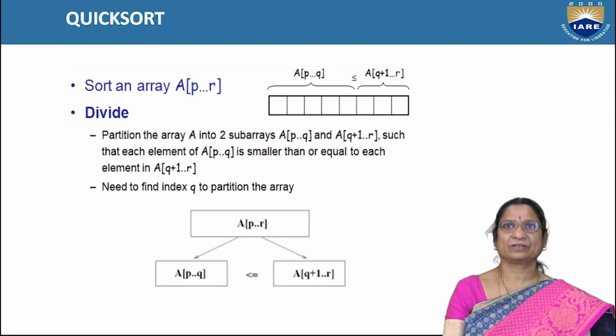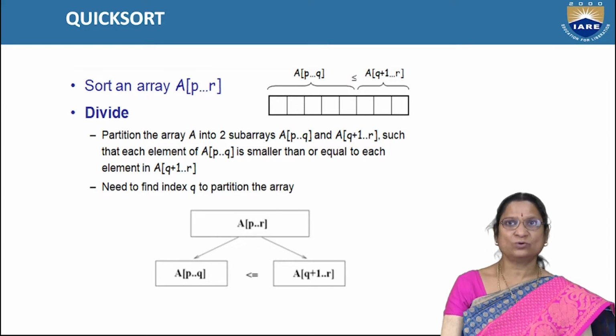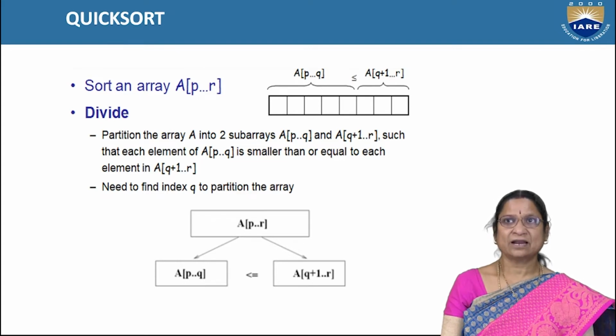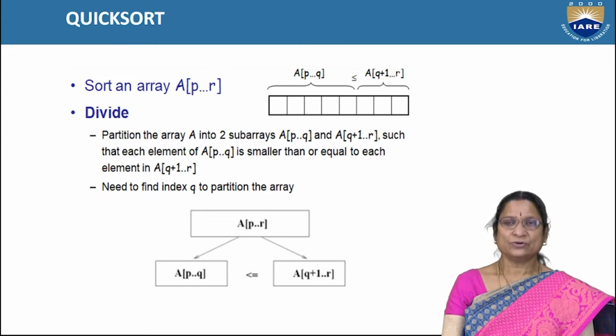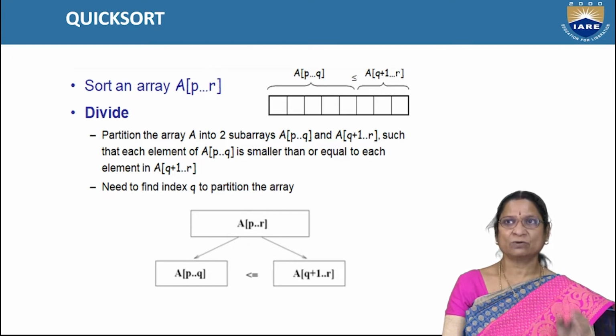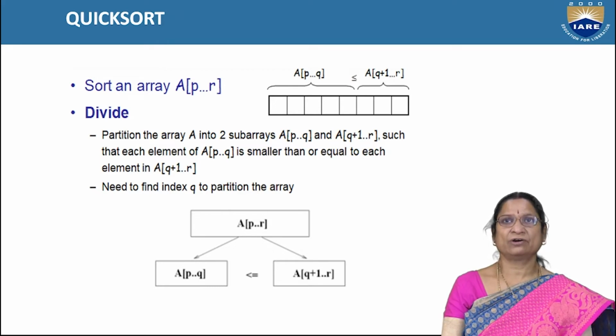In quick sort, an array of elements, or array of keys, is given, A from P to R. This is going to be sorted in ascending or descending order; in general it is ascending order. As part of the divide step, the elements of the first part, P to Q, are going to be lesser than or equal to those of Q plus 1 to R. Sorting is arranged in ascending order.